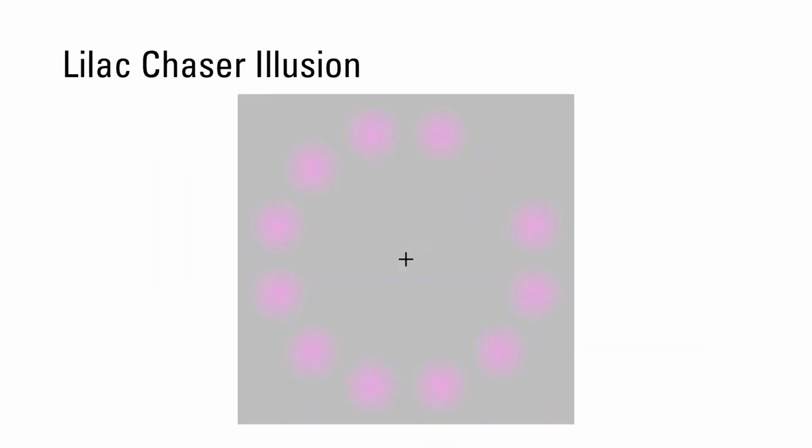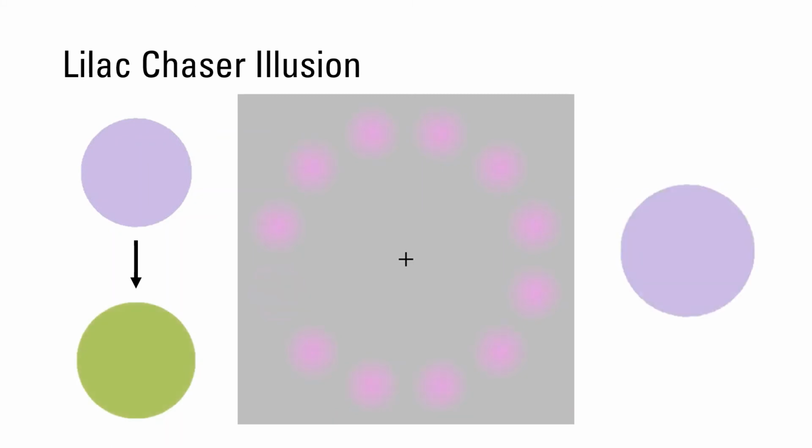This last illusion we're going to look at is called the lilac chaser illusion. Go ahead and stare at the cross in the center. After looking at it for a few seconds, does the missing dot start to look green? After staring for a few more seconds, does it look like the green dot is chasing the purple dots in a circle? Well, this illusion is a combination of the first two illusions. The green color is the negative after image of the lilac dot, and the disappearing lilac dots happen because of habituation.